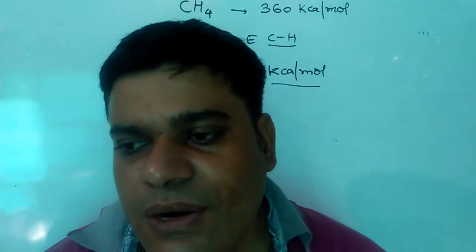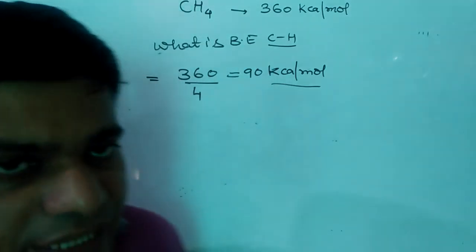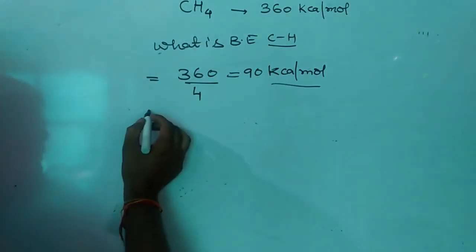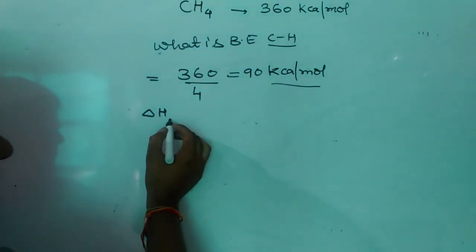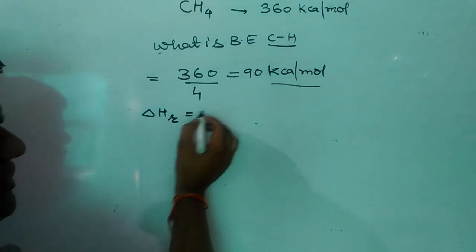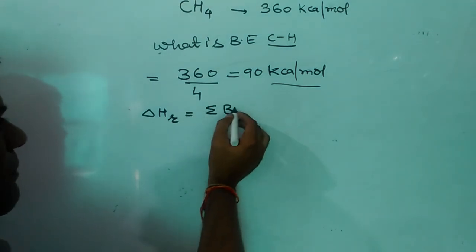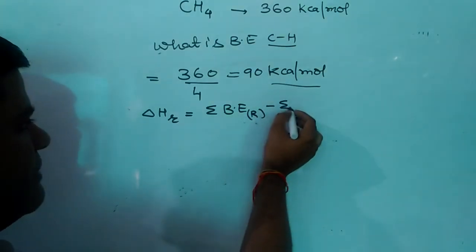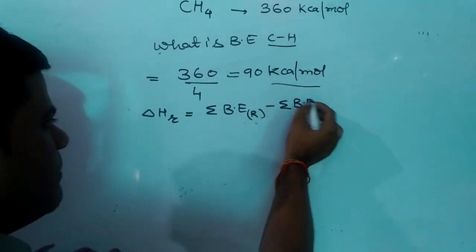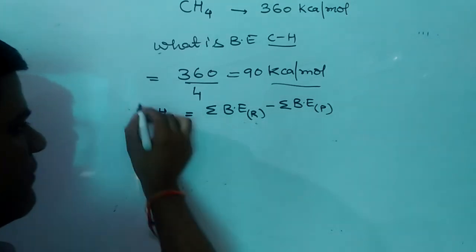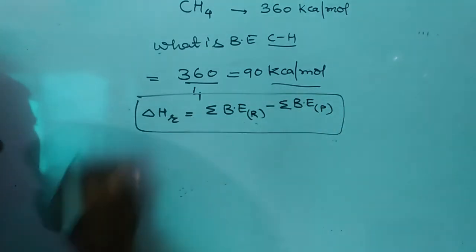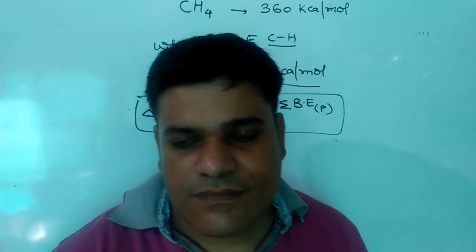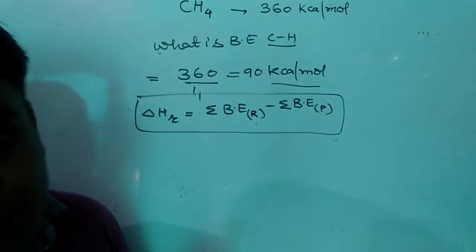Now we have to discuss the enthalpy of reaction in terms of bond enthalpy of the reactants and products. It will be delta H of reaction is equal to the summation of bond enthalpy of reactants minus the summation of bond enthalpy of products. There might be a numerical on this also.